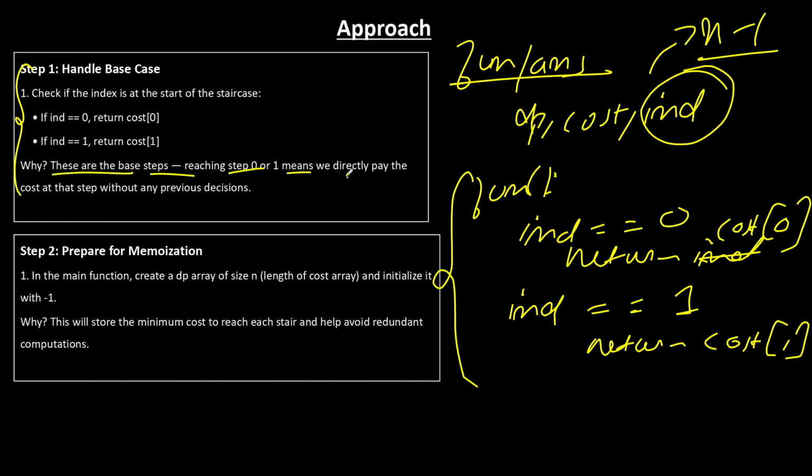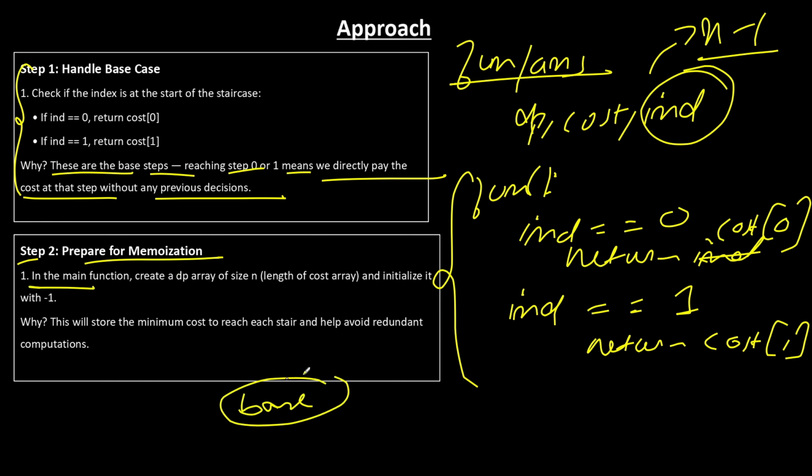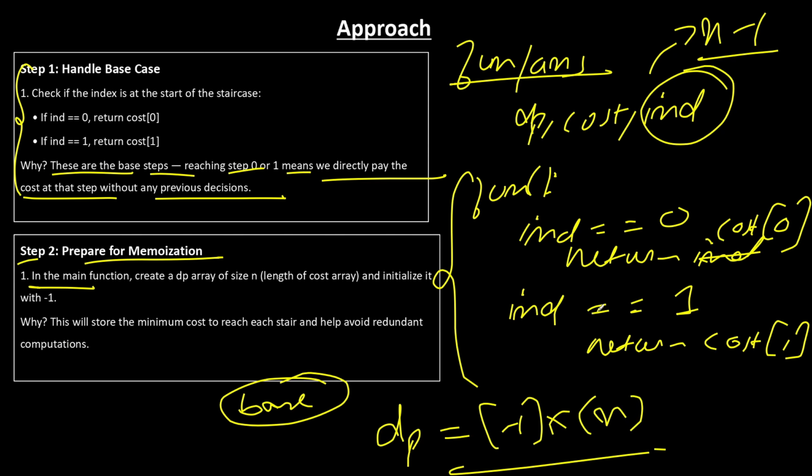These are the base steps. Reaching step 0 or step 1 means you directly pay the cost at that step without any previous decision. Now step 2, preparing for memoization. In the main function, the base function, we'll initialize a dp of size n with minus 1. We are doing zero-based indexing here. This stores the minimum cost to reach each step and helps avoid redundant computations. Fine.